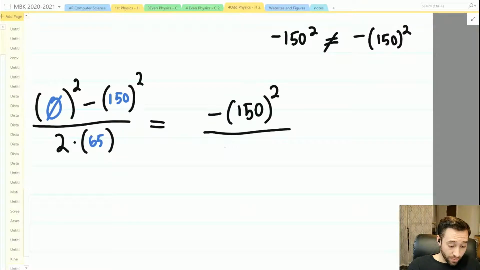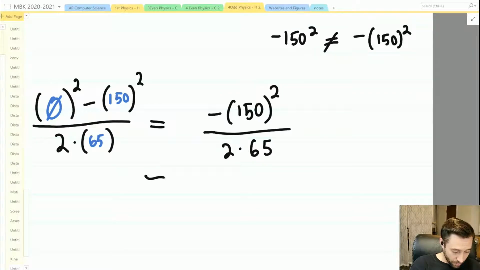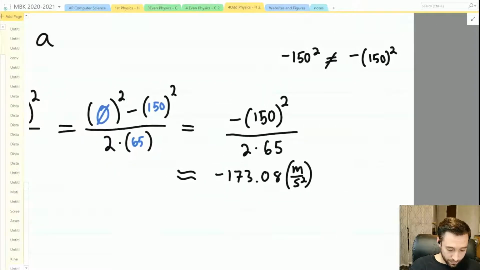And then I've got 2 times 65. And has anybody done that already? So it's going to end up being approximately negative 173.08 meters per second squared. And that's going to be my acceleration.